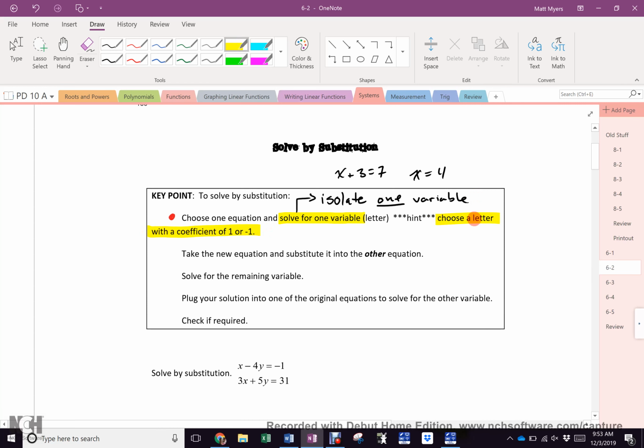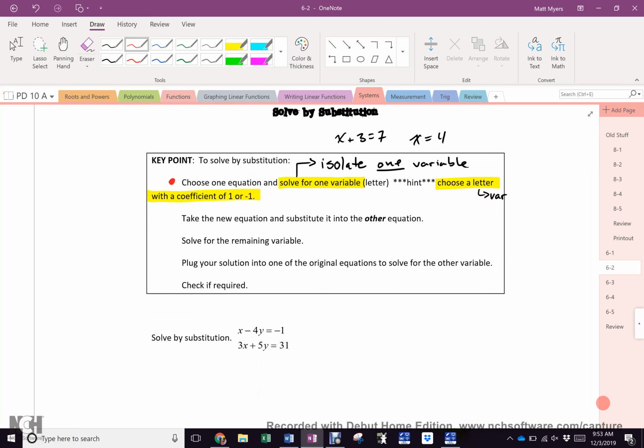Now, sometimes there's choices, but I have given you this lovely hint. Choose a letter, and remember the letter is the variable with a coefficient of 1 or negative 1. So, which of these two equations has a variable that falls into those parameters? Is it the first one or the second one? It is the first one. And I tell you to solve, which is code for isolate one of the variables. What variable will we isolate there? X.